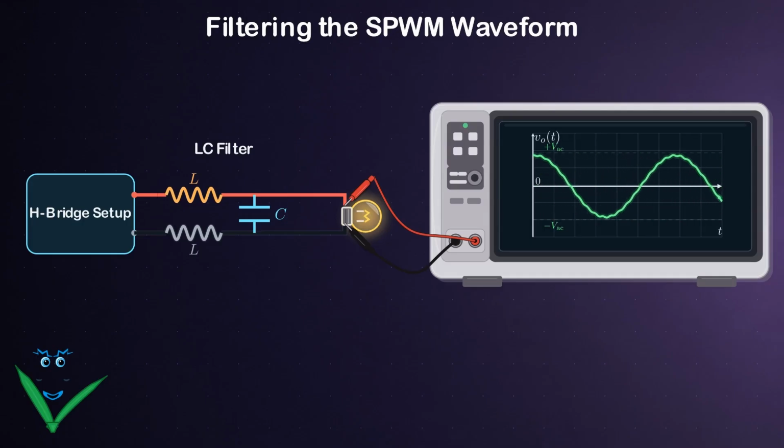The quality of the final waveform depends on several factors, including the switching frequency, the PWM control method, the output filter, the load, and the inverter design. This is how a pure sine wave inverter can take DC power from a solar panel or battery and produce AC power suitable for household appliances.